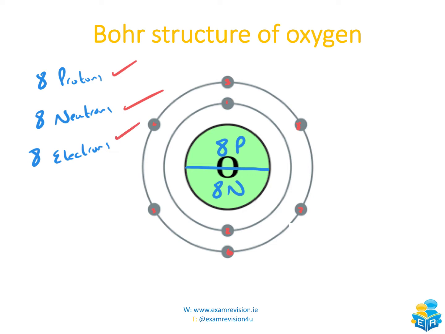Now, instead of numbering them, generally, if you were to draw your Bohr structure, we would label the electrons as e-, because they're electrons and they have a negative charge. So beside each electron, I'm just going to do a little e minus to show that they're electrons and they have a negative charge. And that there is your Bohr structure of oxygen.